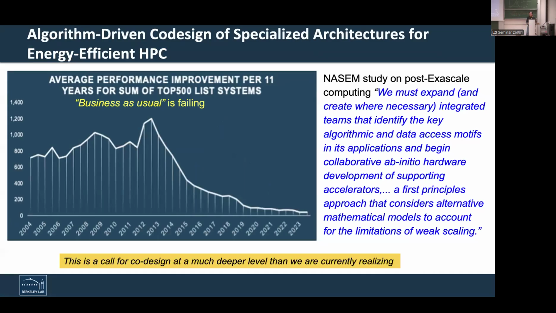The National Academy of Sciences did a post-exascale study, and their conclusion was that they have to expand and create, where necessary, integrated teams that look at the key algorithmic and data access motifs for our apps, and then do collaborative hardware development that has a first principles approach that considers both alternative mathematical models in addition to pursuing alternative hardware models in order to address the limits of scaling. And this is really calling for a co-design that's much deeper than we're currently realizing.